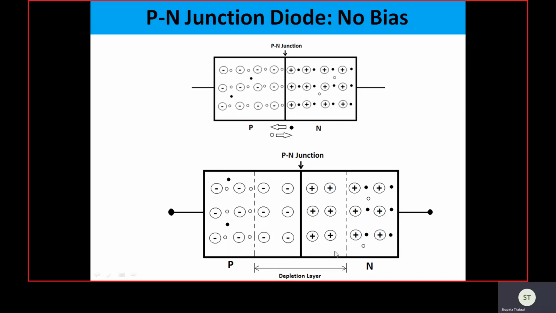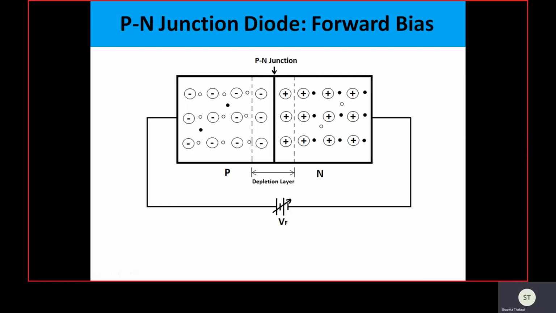and the further movement of charge carriers is stopped when the electrical field is established at the junction, that is 0.7 volt for silicon and 0.3 volt for germanium. So after establishing a potential difference of 0.7 or 0.3, the further movement of charge carriers will be stopped.